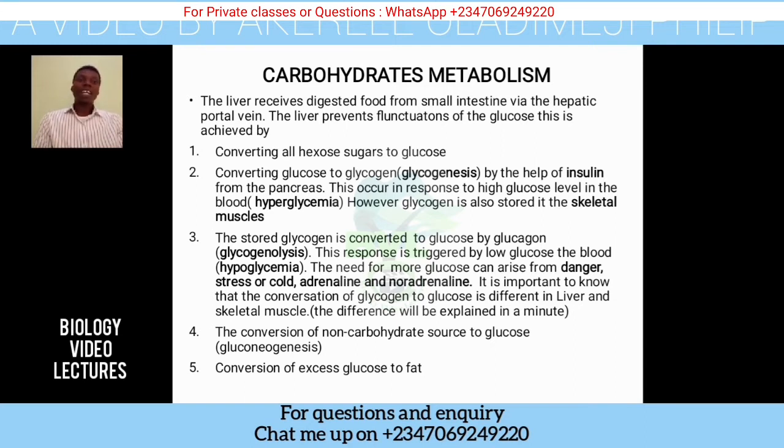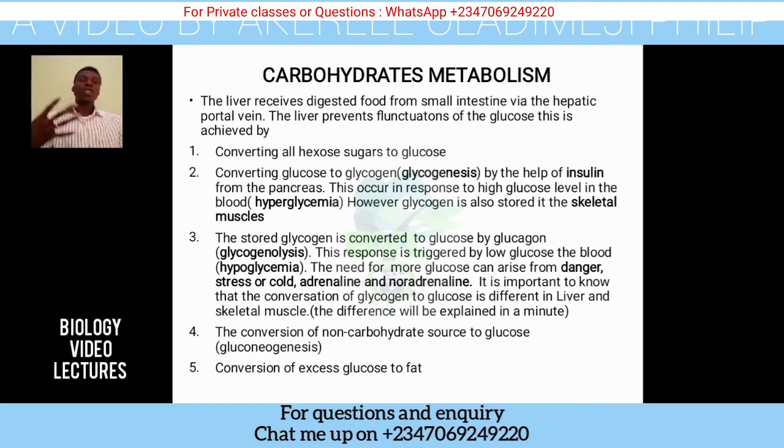However, glycogen is also stored in the skeletal muscle. So it's not only stored in the liver, it's also stored in the what? Skeletal muscle. As we move on, you will understand that what happens to the glycogen stored in the liver is different from what happens to the glycogen stored in the skeletal muscle. Now, the stored glycogen is converted back to glucose by glucagon.